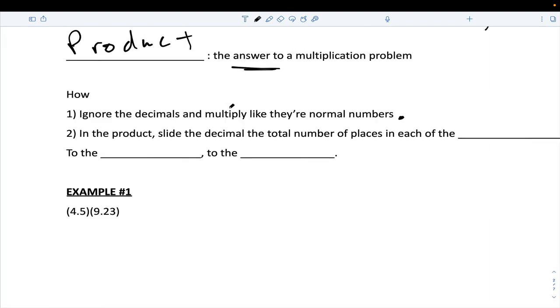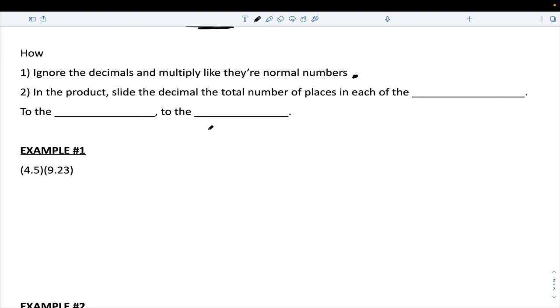Here are three steps for how we multiply, and then I have a little phrase to help us at the very end. Ignore the decimals and multiply like they're a normal number. When we add and subtract decimals, we always start by building a snowman. When we multiply, we don't do that. You always set it up so that the number with the most digits is on top. 9.23 has 3 digits, 4.5 has 2, so I'm always setting up the number with the largest amount of digits on top.